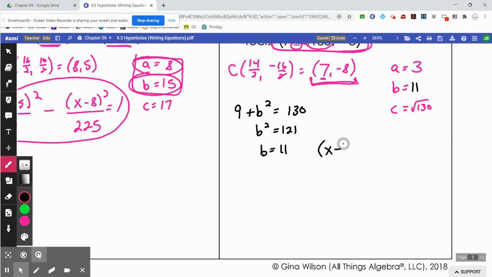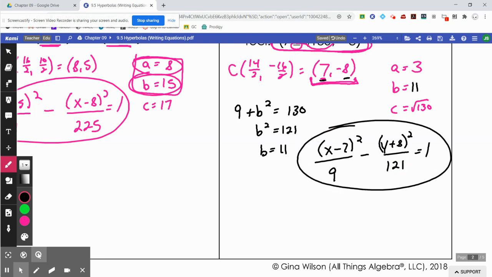Our x stuff goes first since the hyperbola is horizontal. So x minus 7 squared moves it right 7. y plus 8 squared would move it down 8, equals 1. A squared goes under the x stuff, so you put a 9 here. B squared, 121, goes under the y stuff. There is the equation of your hyperbola.